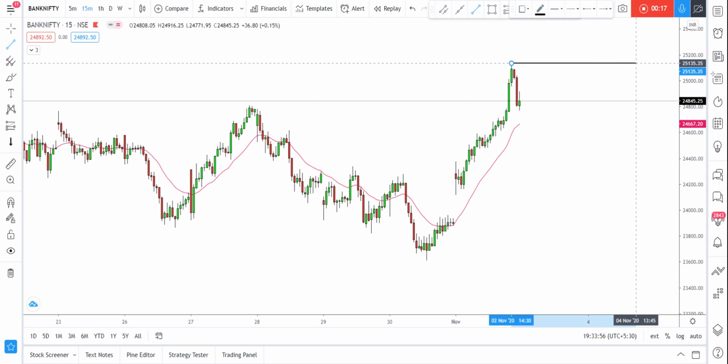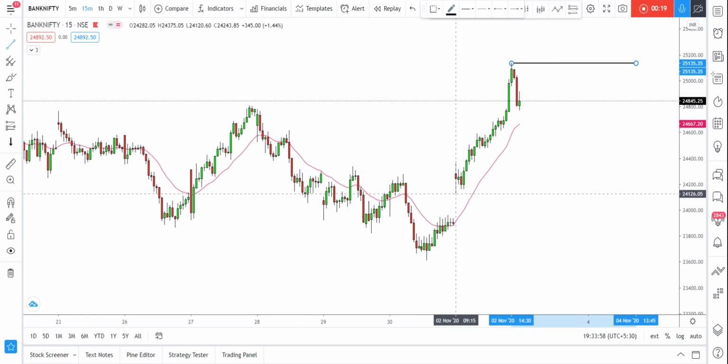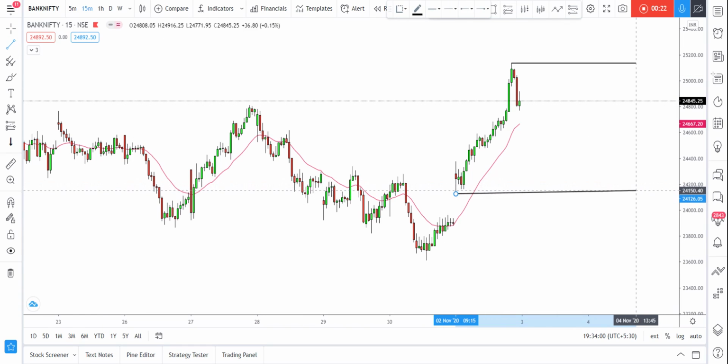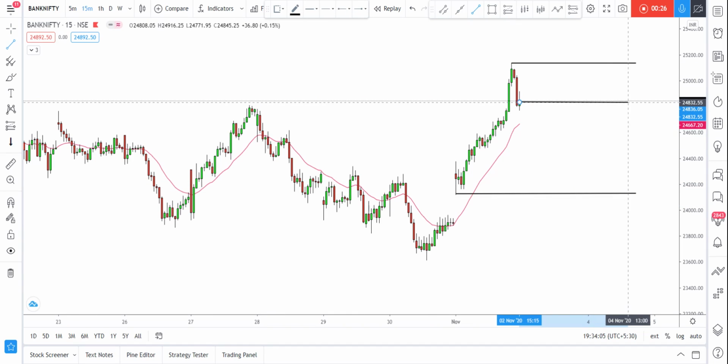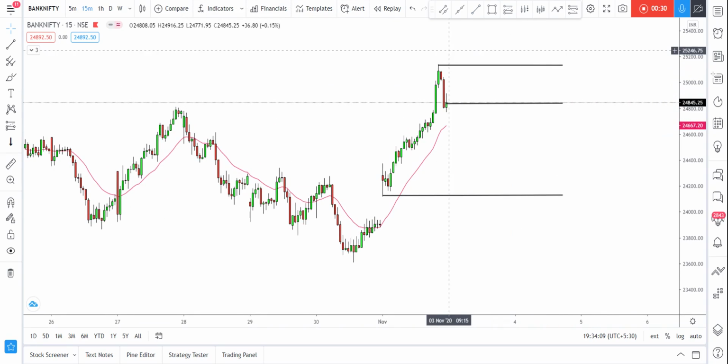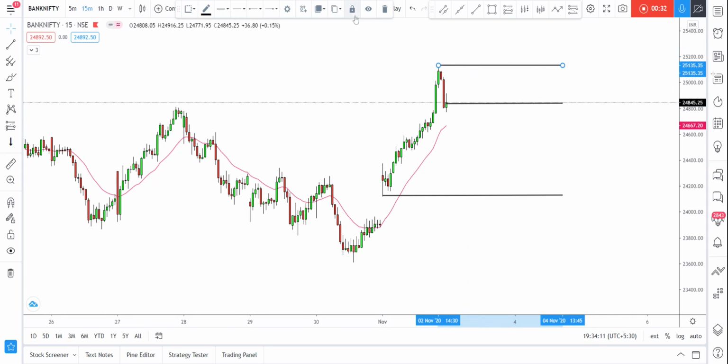One is PDH, another is PDL, and the third one is PDC. These three are very important for a day trader. So I'll keep them locked. If you lock them, it will be very helpful during the trading session.